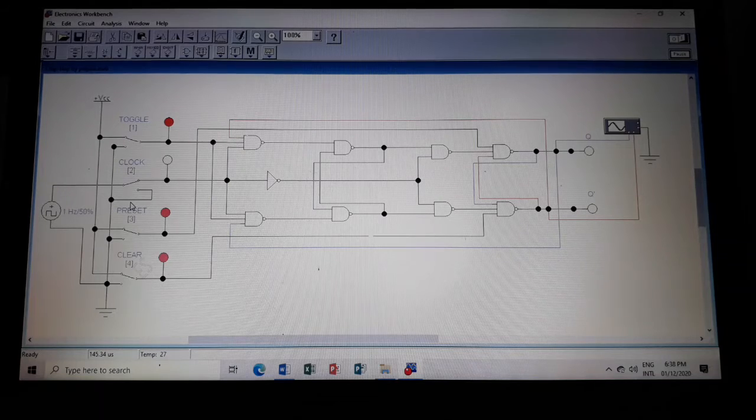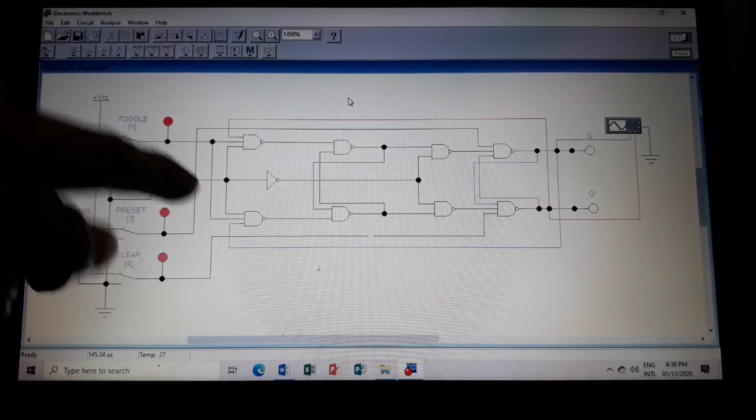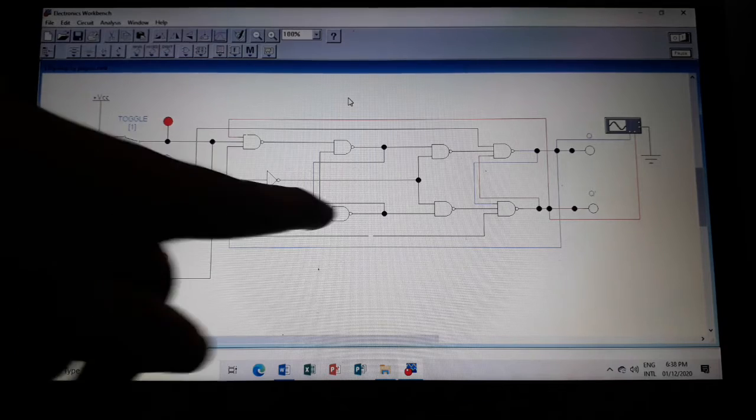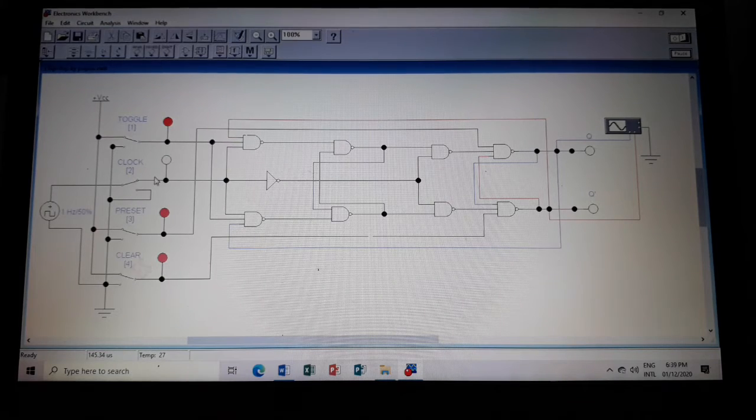So we have here now the actual logic circuit used for creating a T flip-flop using Electronics Workbench. As we have discussed earlier, this is the equivalent logic circuit for the T flip-flop, which is derived from the JK flip-flop, and it is composed of 2-input NAND gates and 3-input NAND gates. You may also notice that this is a master-slave JK flip-flop. Then we have these two other components, which are the preset and the clear.